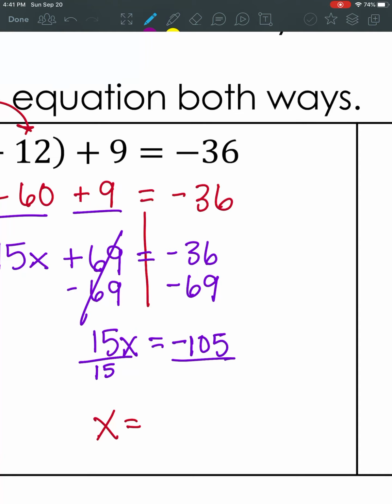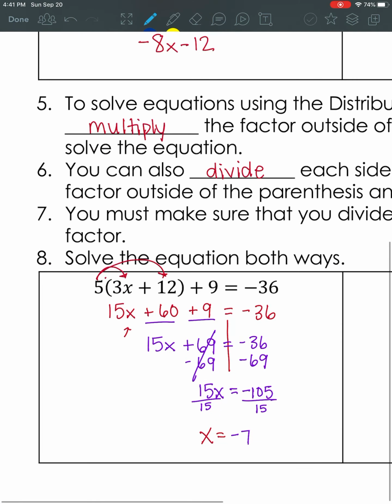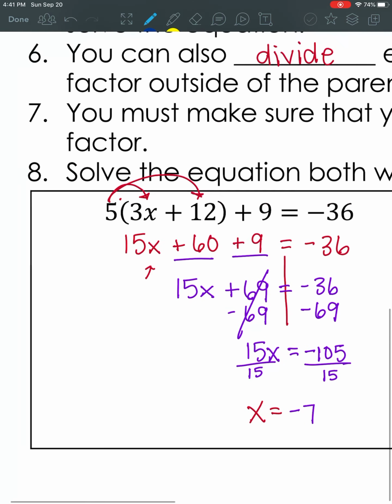So we get -105 on the right side. Divide by 15, since that is 15 times x, so the opposite is divide. And then negative 105 divided by 15, we get x is negative 7. Okay, don't forget, we could always check our work.